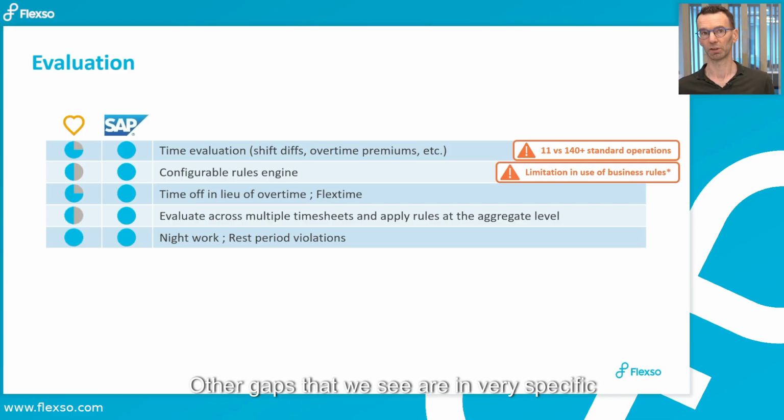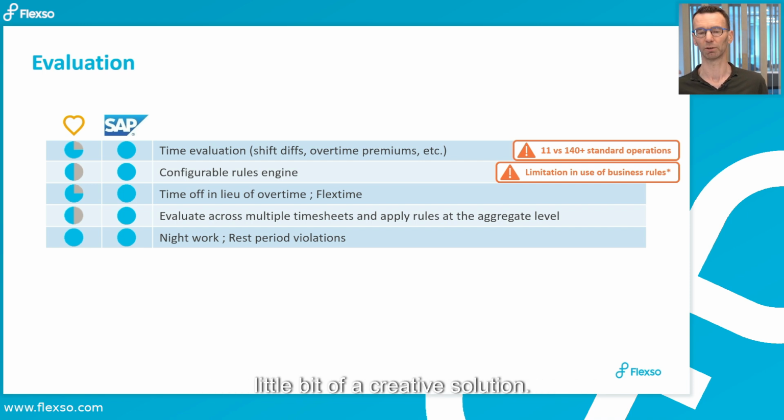Other gaps that we see are in very specific domains or subdomains of time management. An example is, for instance, if your calculation is not based on the planning or the actual recordings, but rather on, for example, a very specific absence counting rule, that is a little bit tricky to implement at this moment. And also, if you need to do calculations over longer periods of time, that is also something that needs to be handled in a thoughtful way, and sometimes needs a little bit of a creative solution.